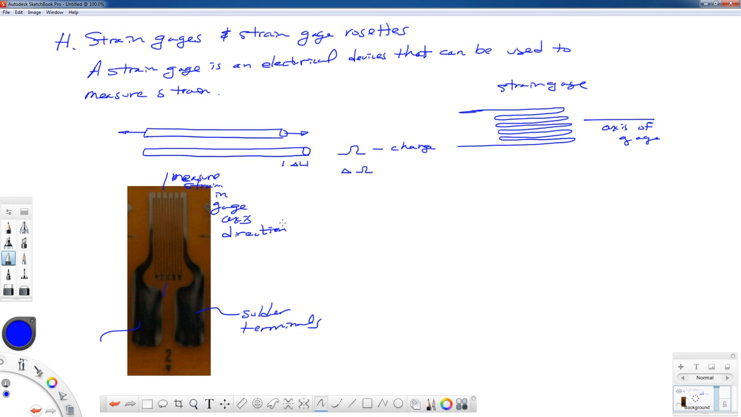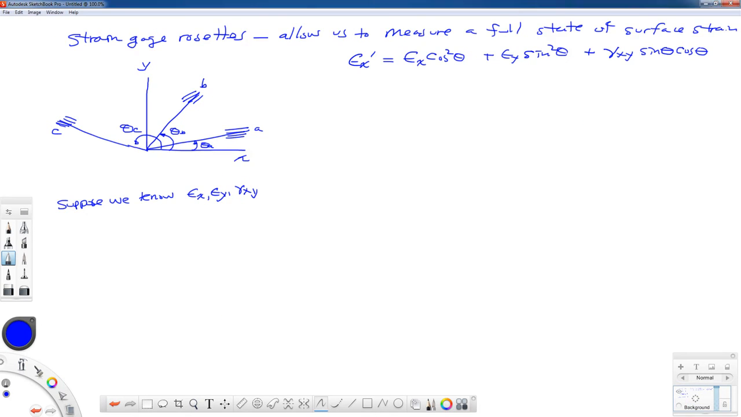Alright, well, let's talk a little bit about strain gauge rosettes, which is a pattern of strain gauges, and it will allow us to measure an entire state of surface strain on a component. Alright, so we talked about strain gauges, and now we're going to talk about strain gauge rosettes. We know that strain gauges measure strain in the axis of the strain gauge. And I have 3 strain gauges in this picture. I'm just representing those by those patches of lines.